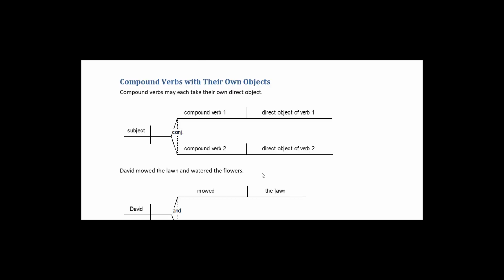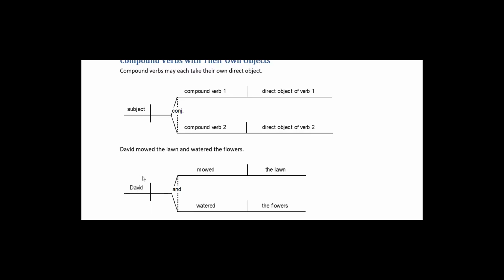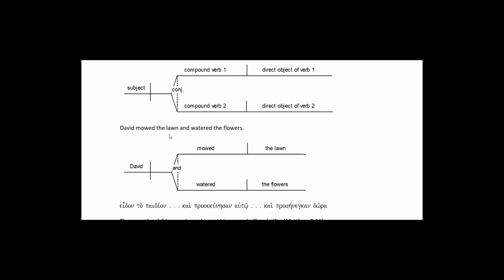Now you could have a compound verb, and each verb takes its own object. Well, you say, why do I care? Well, look at this example. David mowed the lawn and watered the flowers. David mowed. What did he mow? He mowed the lawn. What did he water? He watered the flowers. You don't put them back together, because if so, I'm in a lot of trouble, because I mowed the lawn and I mowed the flowers. So no, what I did is I mowed the lawn. That's all I mowed. What did I water?